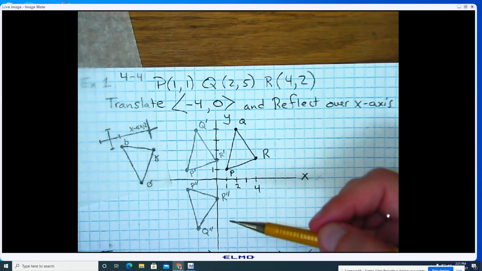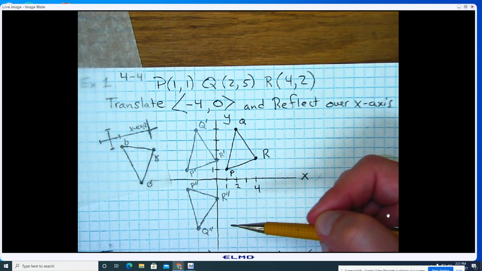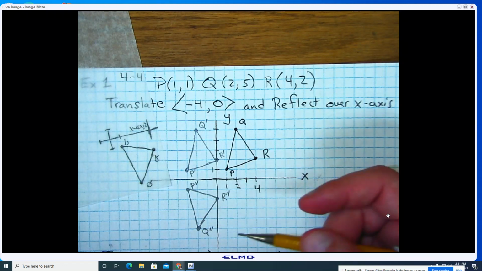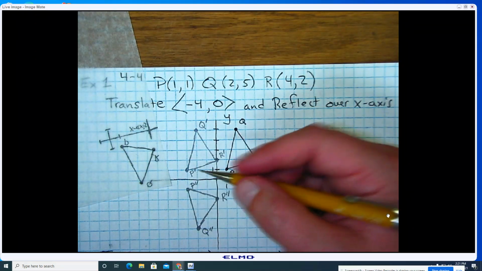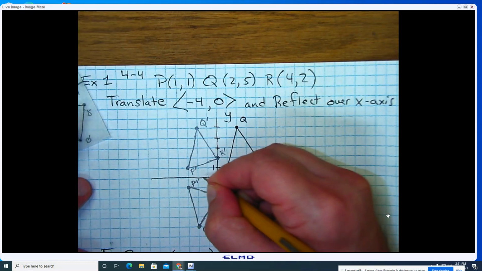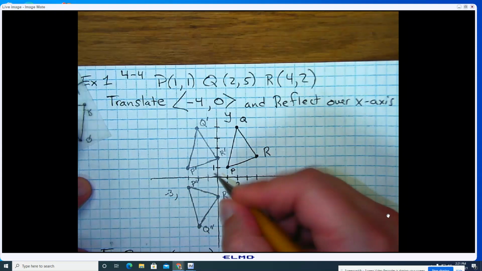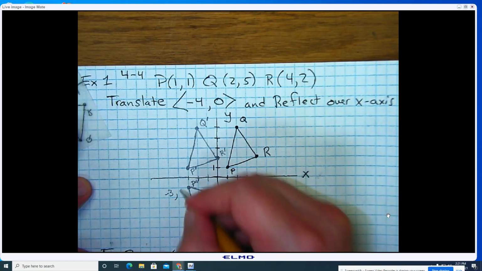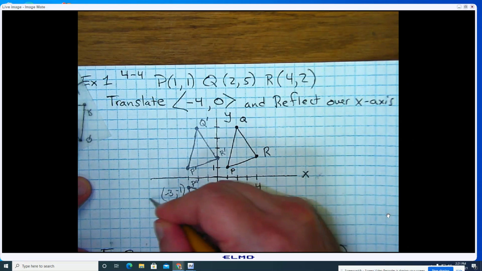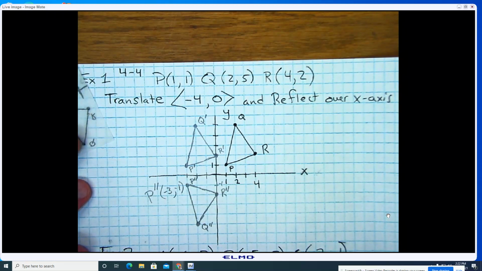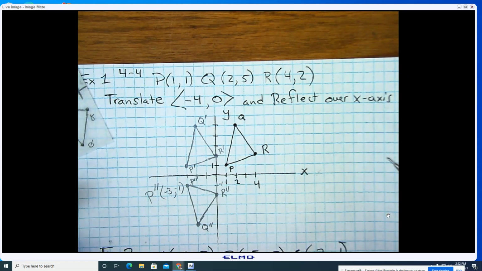Okay, so these are the values, and then we can look at each one and say what those values are as coordinates. For example, P is at -3, -1. So that's our P double prime. P double prime is at -3, -1, and then we can do that for each one. It should go pretty quickly.